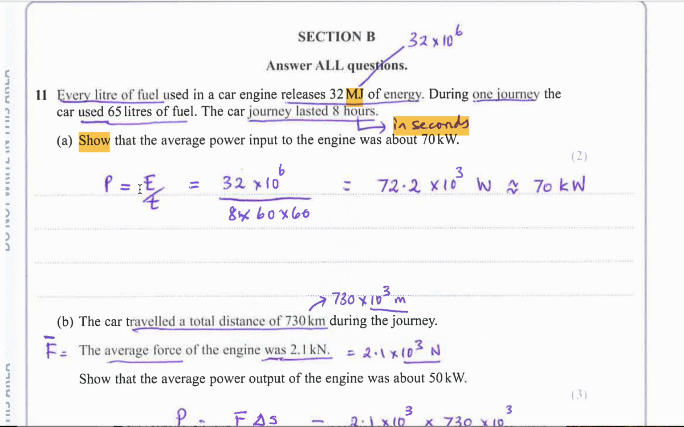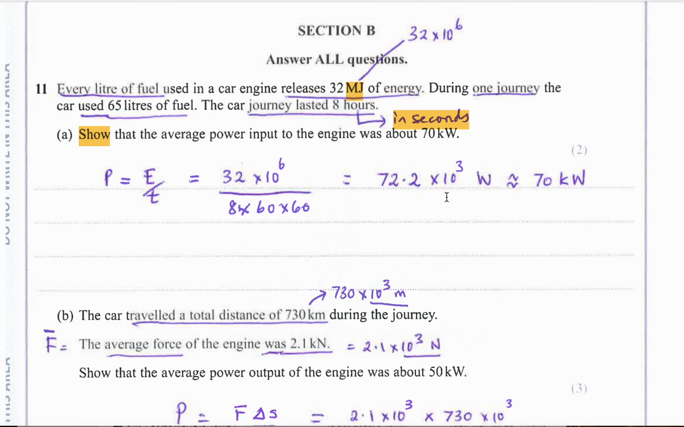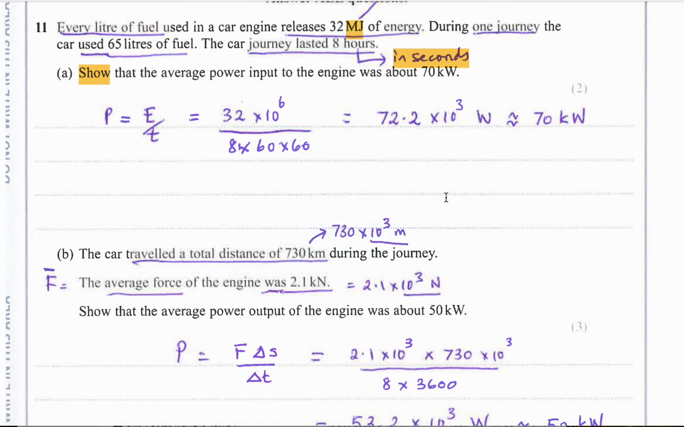So you use power equals energy over time. You change the megajoules into standard form, divided by the 8 hours in seconds, and you'll come out with 72.2 kilowatts, or 72.2 times 10 to the 3 watts. So that's how you do the first bit.